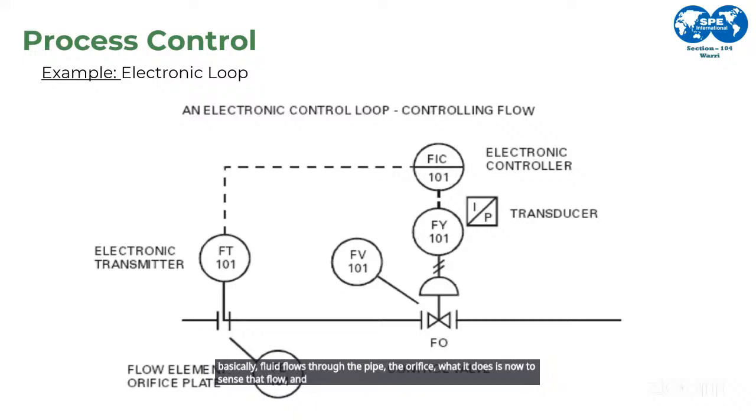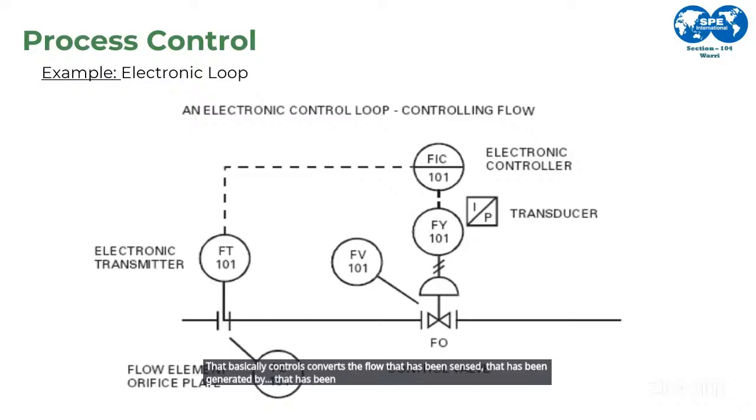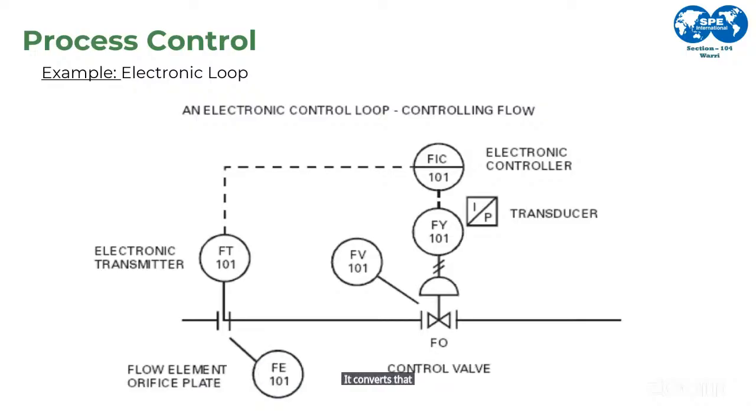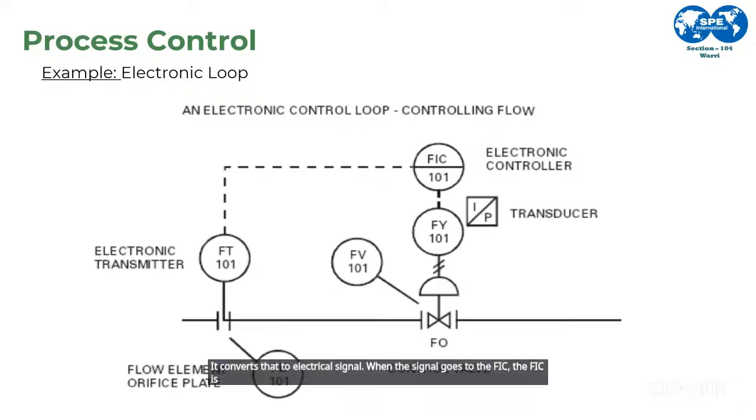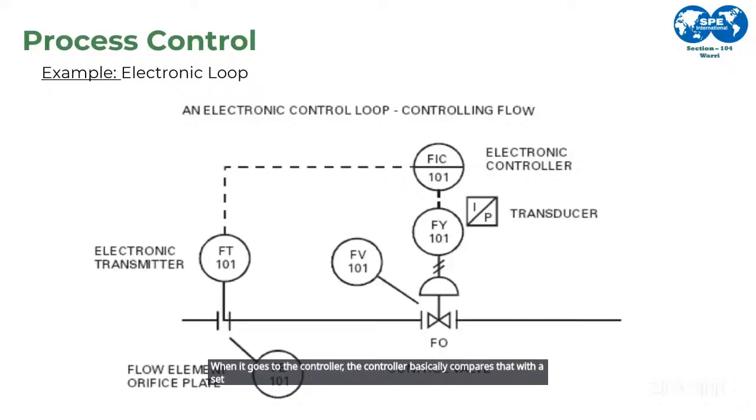And then you have your flow transmitter 101 that converts the flow that has been sensed by the orifice plate. If you remember when we were looking at the lines and we talked about instruments, we talked about the electrical signal, right? It converts that to an electrical signal. When the signal goes to the FIC, the FIC is the flow indicating controller, 101, which by the straight line is on the control panel, right? The operator can be able to see that. The controller compares that with the set points, and it does that continuously.